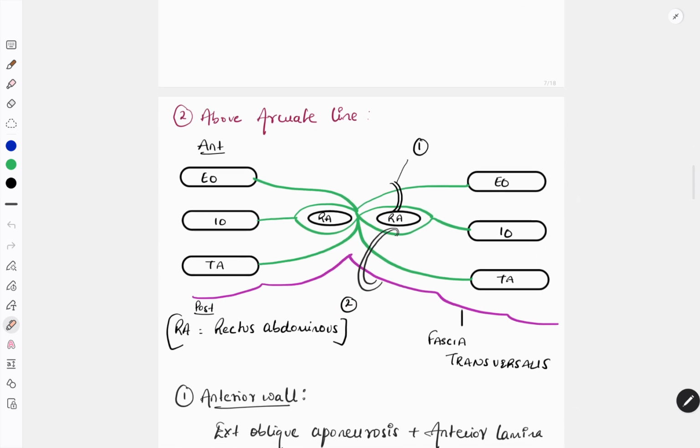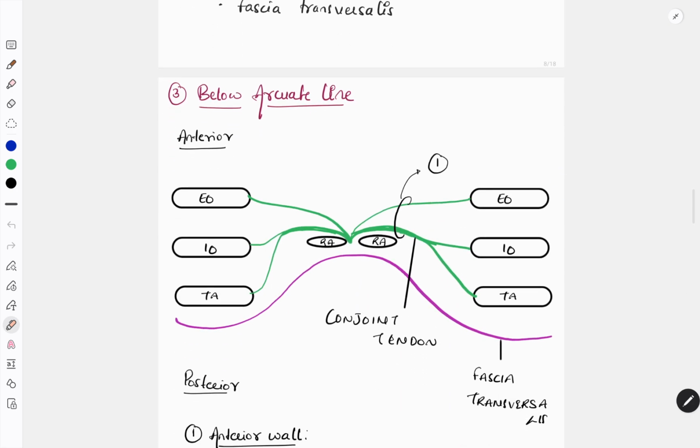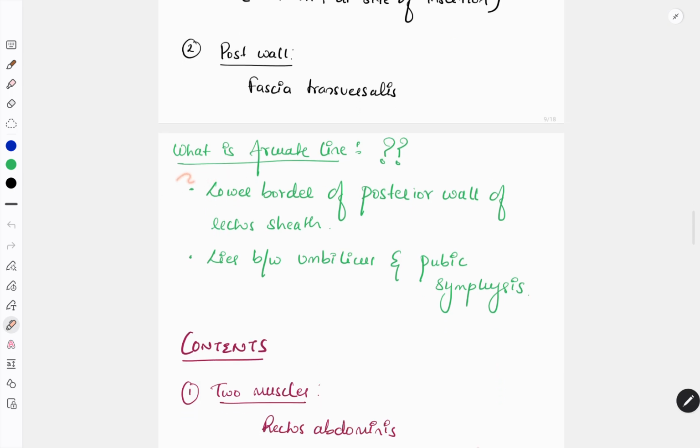Next, if we take a cross section between the costal margin and the arcuate line, you have to remember the internal oblique muscle splits into two laminas, anterior lamina and posterior lamina. Draw everything else as the same, and then you can write the anterior relation as well as the posterior relations. Below the arcuate line, you know the posterior wall is deficient, so it will be fascia transversalis in the posterior wall. In the anterior wall, remember there will be formation of the conjoint tendon. Internal oblique and transverse abdominis together form this conjoint tendon. Therefore, we can write that the anterior wall is formed by external oblique aponeurosis as well as your conjoint tendon.